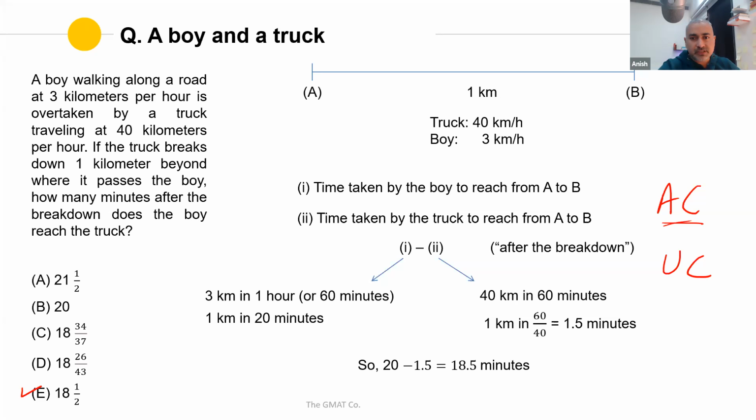The distance covered by the boy and the truck were not given. 1 kilometer beyond where it passes the boy. That's where the truck breaks down. We're given that distance. If the truck breaks down 1 kilometer beyond where it passes.